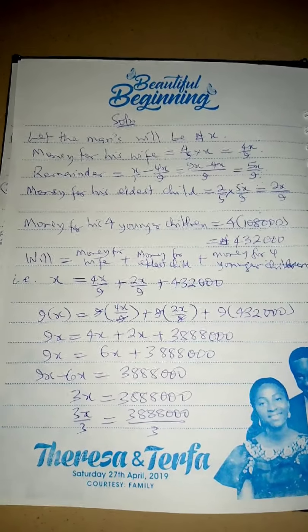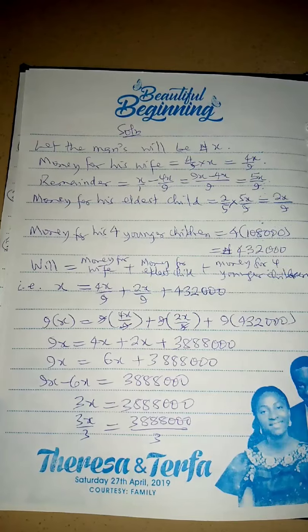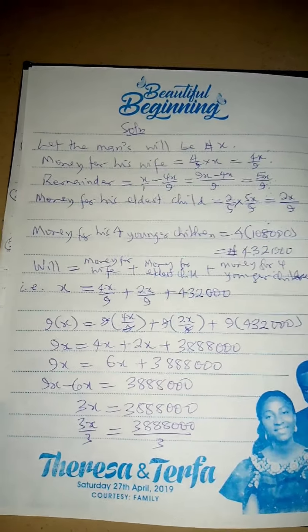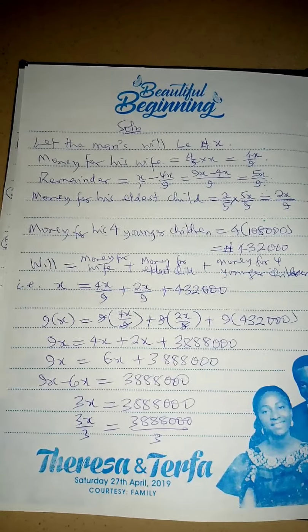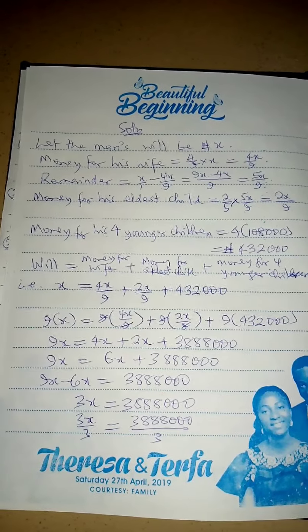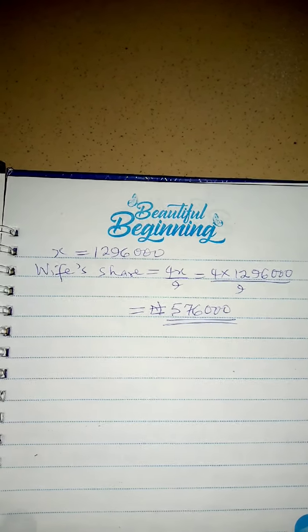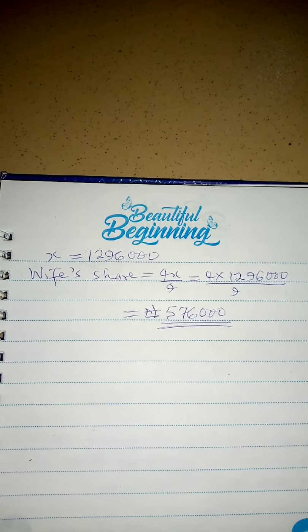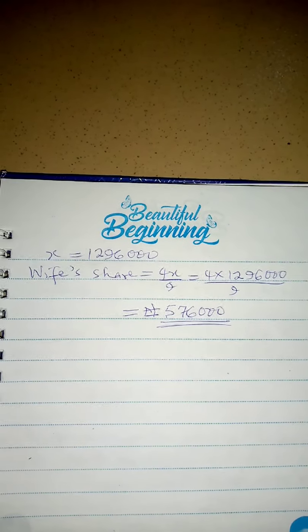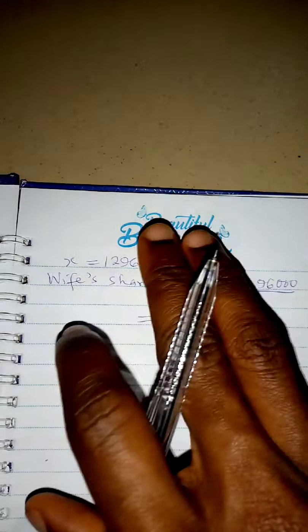Collect your like terms. Take the 6x to the left. You have 9x minus 6x, which will give you what you have on your right hand side. 3x will be what you have on your right hand side. Divide both sides by 3, and the money shared was 1,296,000.